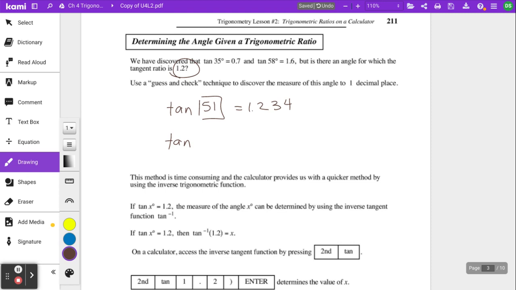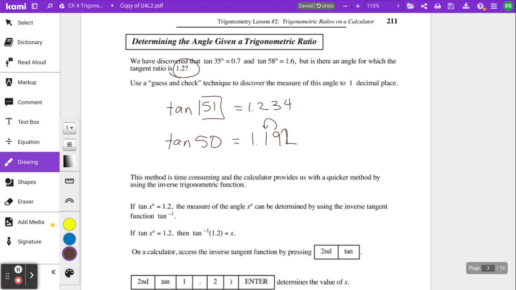What did you try? Try 50. Tangent of 50. What did you get when you tried tangent of 50? 1.191. Ooh, 1.191. Okay, so we're close. Actually, it's a 2 at the end. There's a 2 here? Sorry. So that's close. That's pretty close, right? Because this 9 would kick this up to 1.2. So 50 might be better.